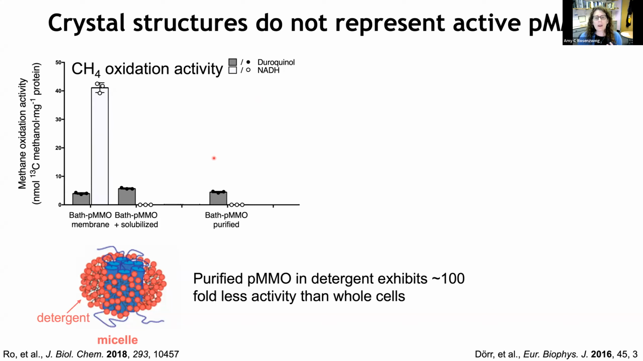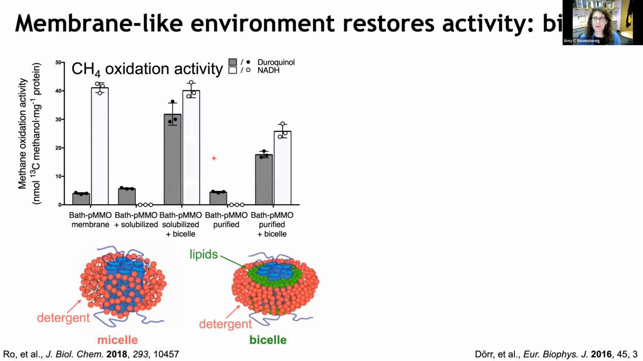So in trying to get to the root of this loss of activity, one of our former graduate students, Sue Rowe, decided to try to put PMMO back in something more resembling the membrane. And so what Sue first did is put PMMO into bicels. And in a bicell, you surround the enzyme by lipids, and then the detergent goes around that. And what you can see here is that when she did that, we recover a significant amount of activity. So that told us that the membrane is quite important for the activity of the enzyme.